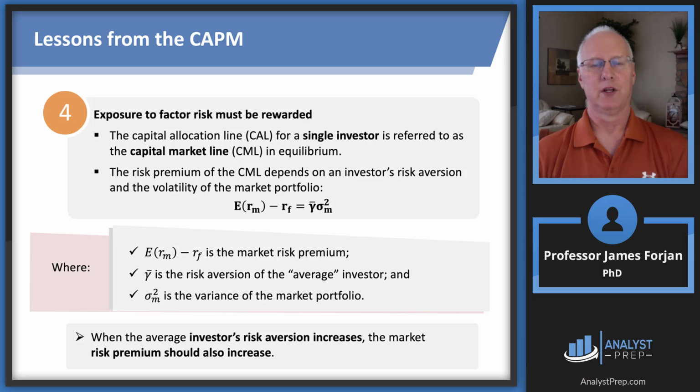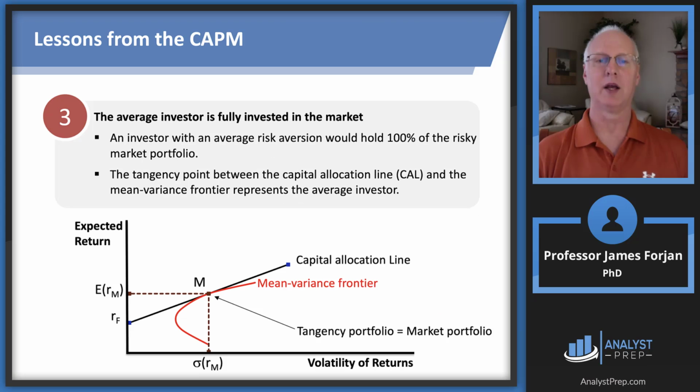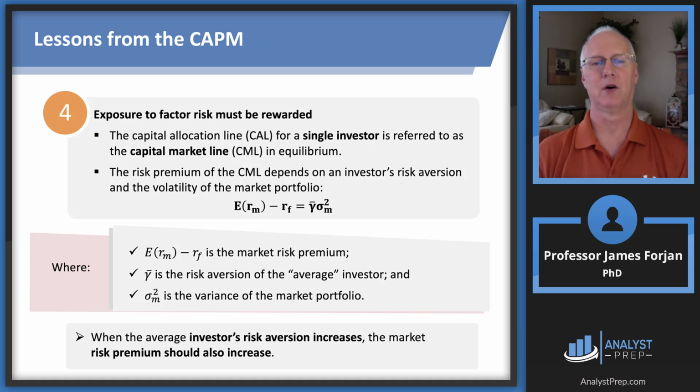Now, the exposure to that risk factor, of course, must be rewarded. And it does this inside of this capital allocation line. But let's suppose, here, let me go back here. Let's suppose that we take every investor's capital allocation line and we add every other investor's capital allocation line to this equation. We get something called the capital market line. And that capital market line, of course, is in equilibrium, and we can identify the risk premium by that bolded formula in there.